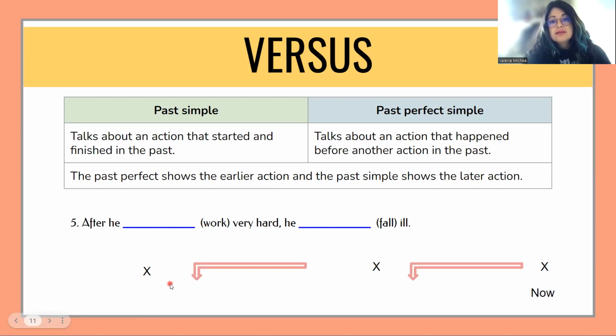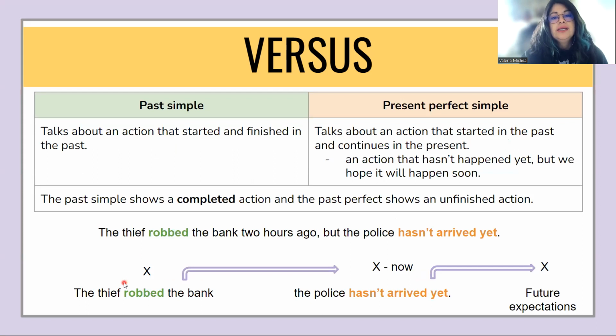So that's it for lesson 1 in unit 6. Now we are moving on to lesson 2. Let's have a look. In lesson 2, we talked about the present perfect simple. So today in this class, we are going to make a versus between the past simple and the present perfect simple.